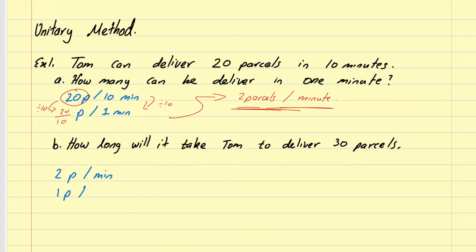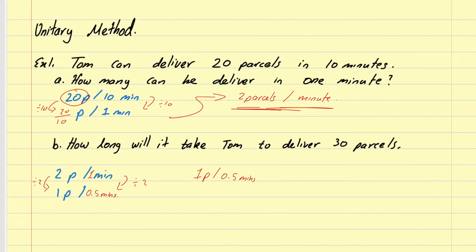Again, I'm using the unitary method. So, I'm going to be dividing by 2. And now look at this. If that was 1 minute, divide that by 2 as well. Now 1 minute divided by 2, we're going to get 0.5 minutes, or you can even think about it as 30 seconds. But just to keep things simple, I'm just going to put 0.5 minutes. So let's rewrite this out again nicer. 1 parcel every 0.5 minutes.